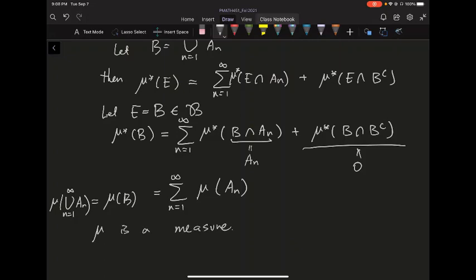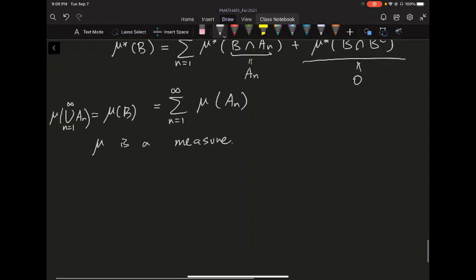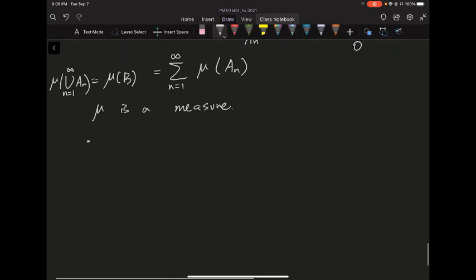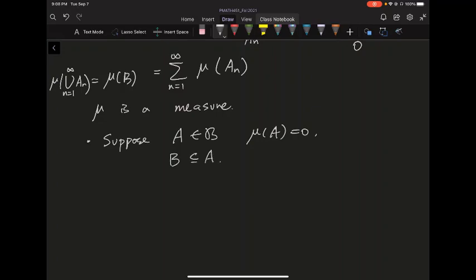All right. Well, mu is a complete measure. This will be fairly simple. So now suppose we have some element inside this sigma algebra. Let's say A is inside the sigma algebra, but the measure of A is equal to 0. Now let's suppose B is contained in A. I need to show that B is mu star measurable.